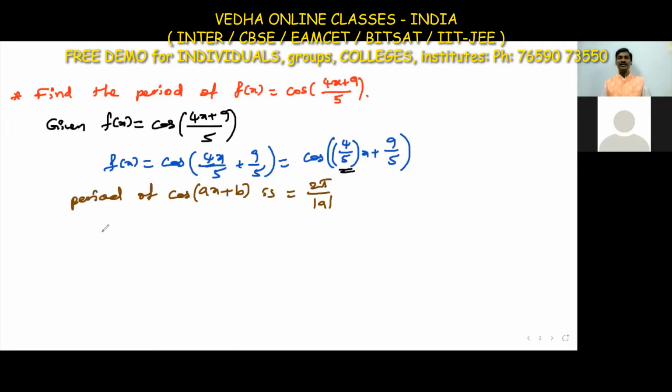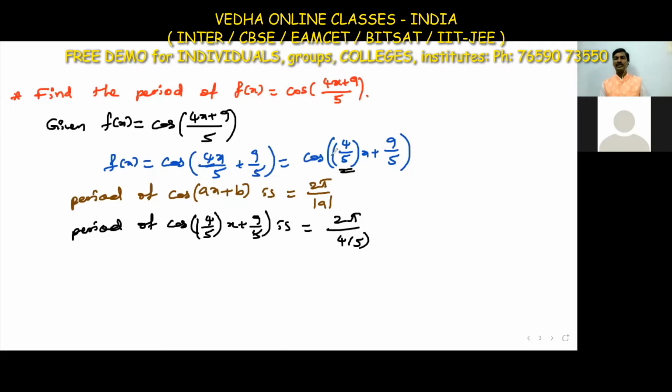4 by 5, we write that. Therefore, the period of cos of 4 by 5 x plus 9 by 5 is equal to 2 pi divided by the x coefficient. Here the x coefficient is 4 by 5. We write the 4 by 5 here. Anyhow, it is positive only. So 2 pi as it is, I am writing 4 by 5. Take it to the numerator, so it becomes 5 by 4.